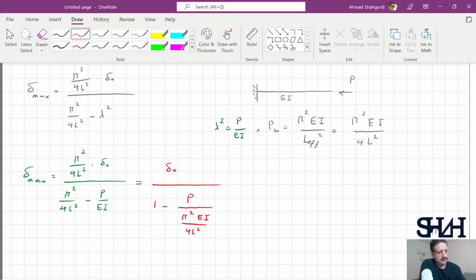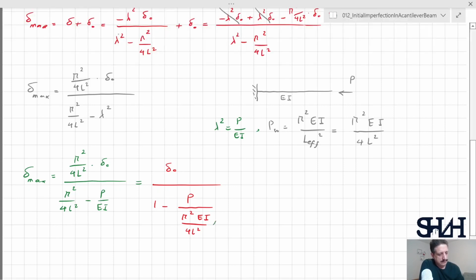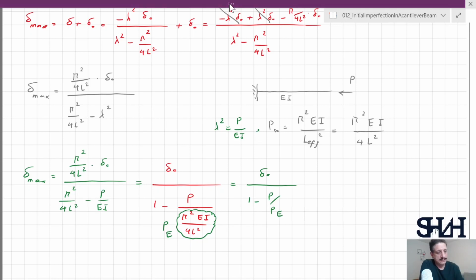Pi square EI divided by 4L square is P critical, or we can call it Euler load. So then it is delta 0 divided by 1 minus P over PE. In different codes, for example, in timber codes in Europe, Eurocode 5, you will see this amplification factor. Also in the calculation of concrete columns, some factors relevant to this value are also considered.